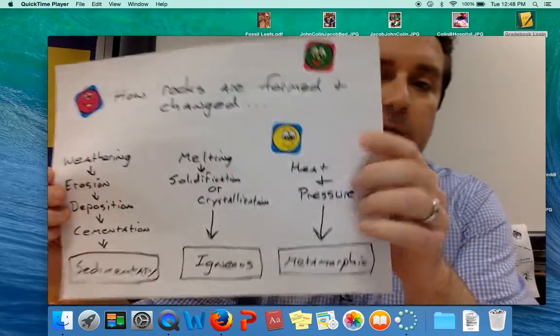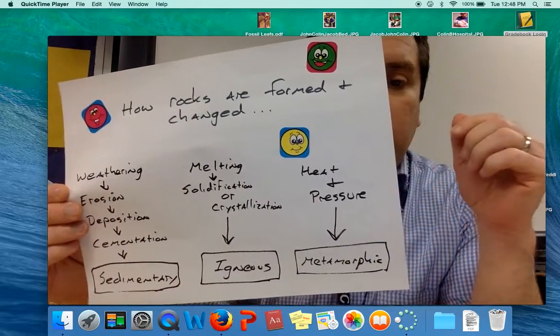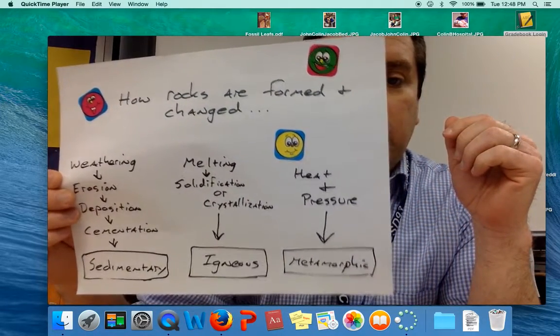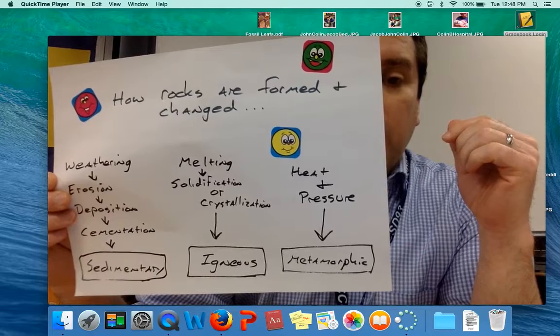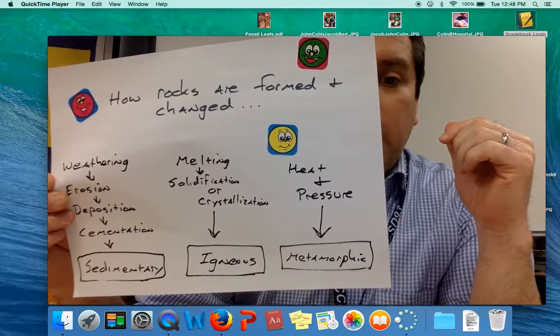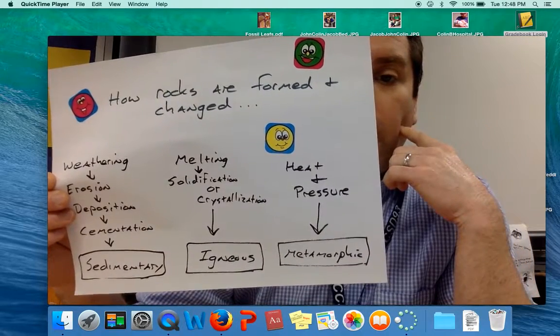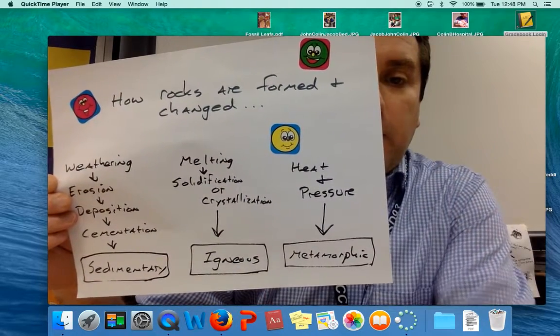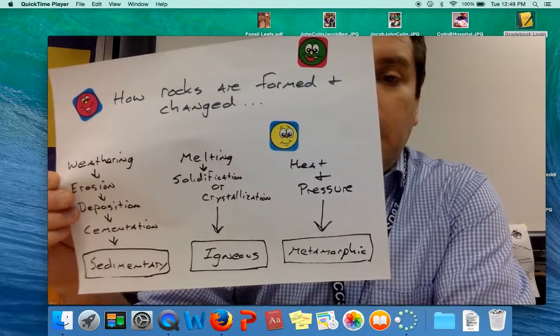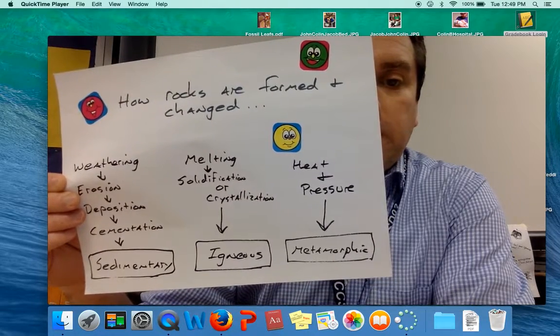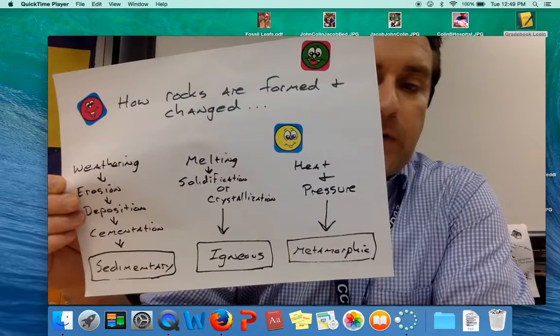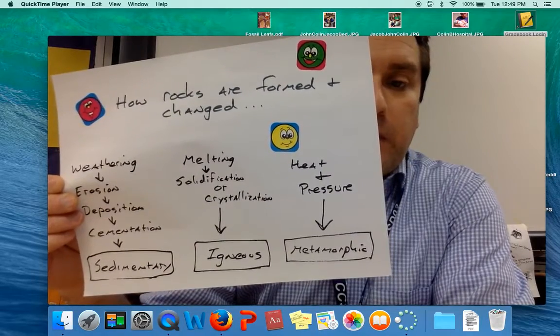Now the next thing is how are rocks formed and changed. So each type of rock is formed and changed in different ways. Sedimentary rocks are formed from weathering, erosion, deposition, and cementation. Igneous rocks in the middle are formed from melting and then solidification or crystallization. And metamorphic rocks are formed from heat and pressure.